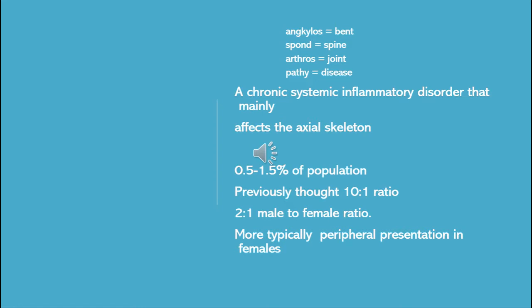It used to be thought that only men got the condition. Then it was thought that it was a 10 to 1 male to female ratio. Then we went to 3 to 1, and then 2 to 1, and now we seem to think that this affects women in equal numbers to men, but women tend to present differently, so it's more difficult to diagnose.